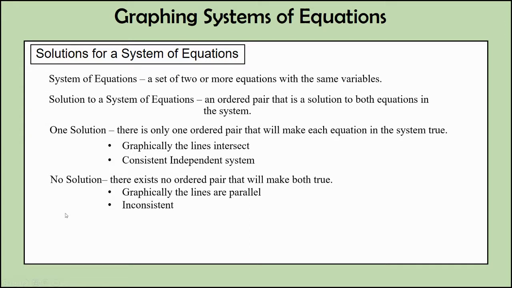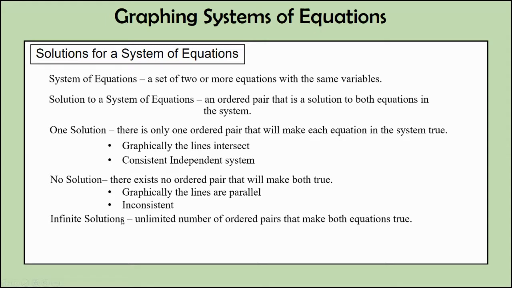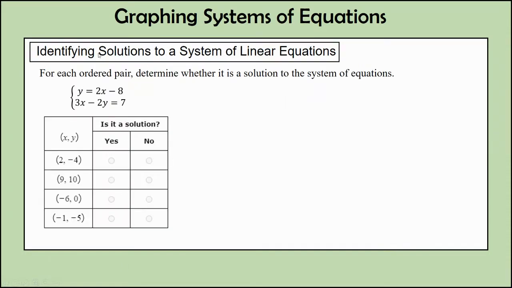And then the third possible scenario is that you get an infinite group of solutions. In other words, there's an unlimited number of ordered pairs that make both equations true. This is when you graphically have the same line. They may be given to you differently, but when you graph it, it's the same slope and the same y-intercept, so it's the same line. Every ordered pair that makes one true makes the other one true because they're the same. We call this a consistent dependent system.